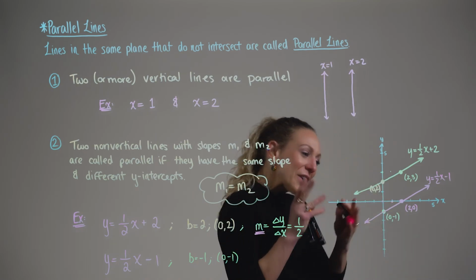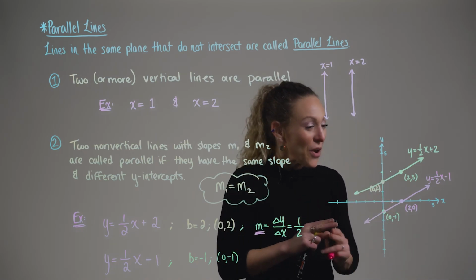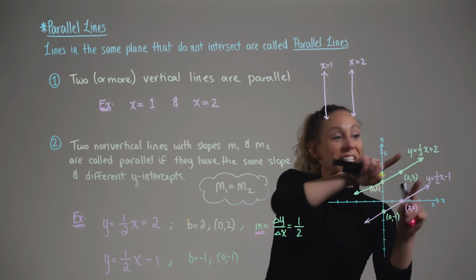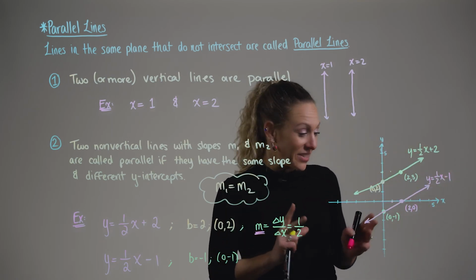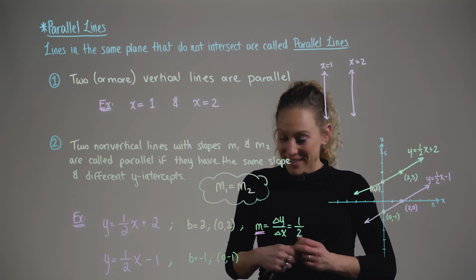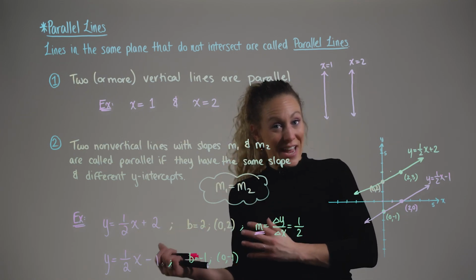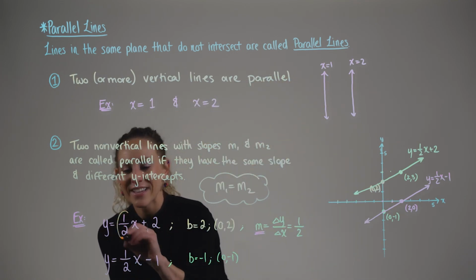So notice, taking a moment to observe our graphs here, we can see that these 2 lines are extending infinitely in both directions, but they're never going to cross. And that's because we have the same slope. These lines are parallel.